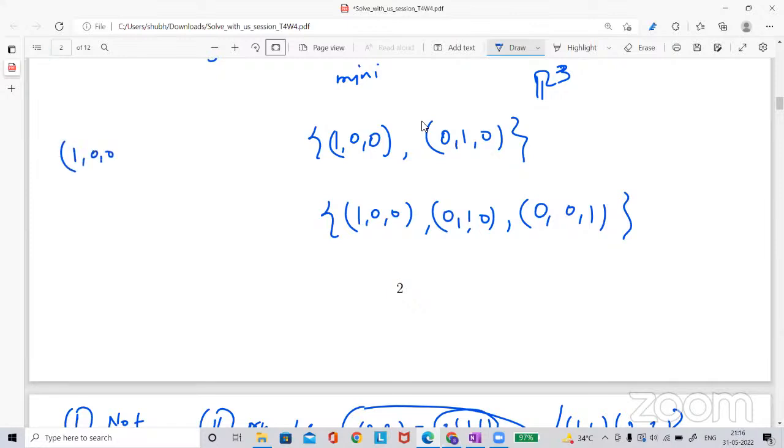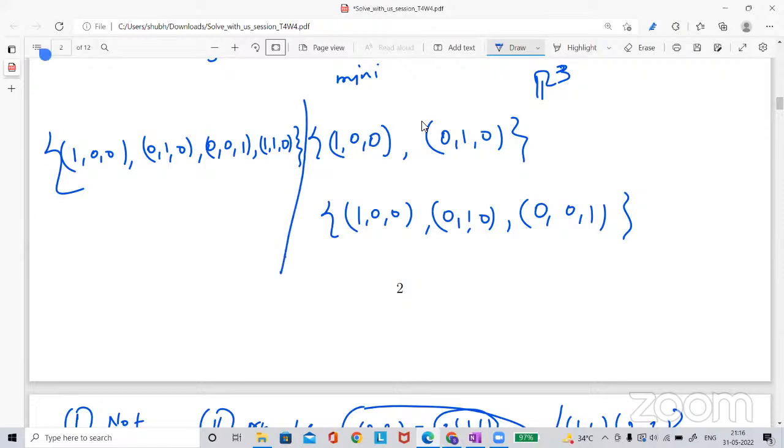1, 0, 0, 0, 1, 0. It should be in the same vector space. Same vector space means you are taking, sir, suppose the first example you have written: 1, 0, 0 and 0, 1, 0.